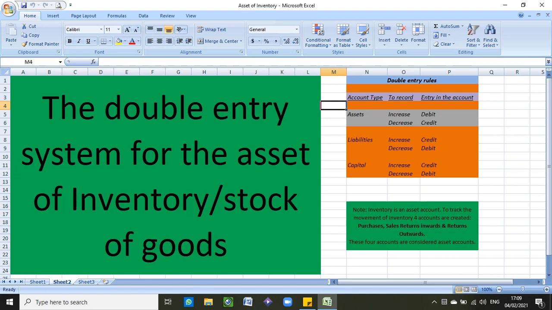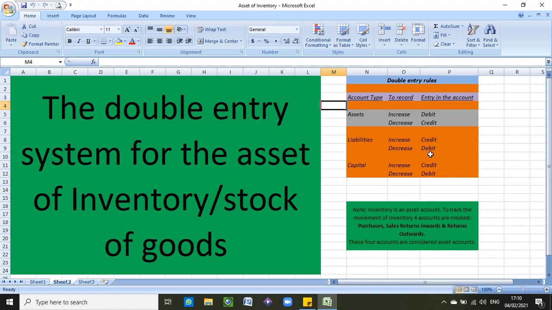Hello everyone, so this is a follow-up video on the previous one on the double entry system for the asset of inventory. Very important for us to know as we move on to today's lesson that the double entry rules still apply and will never change, meaning that assets will always increase on the debit side and they will decrease on the credit side. Liabilities and capital have the reverse rule. They increase on the credit side and decrease on the debit side.